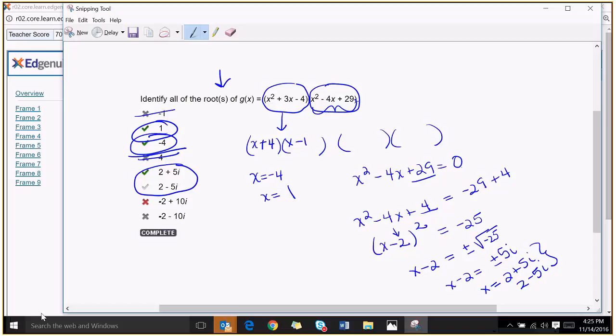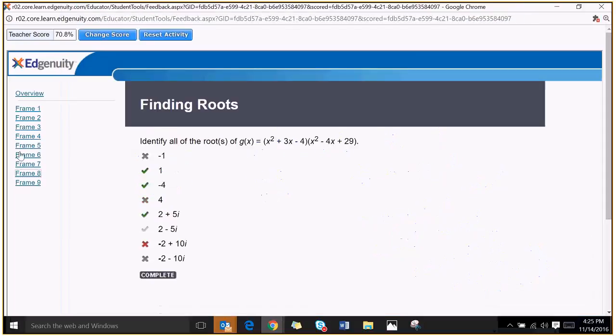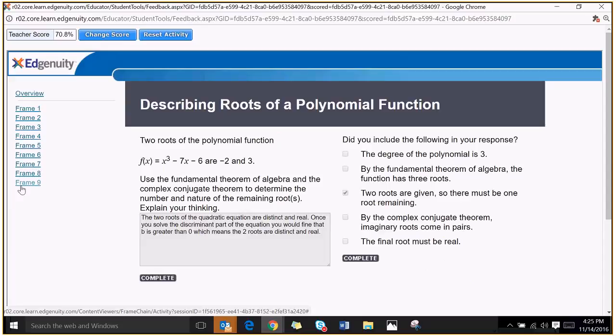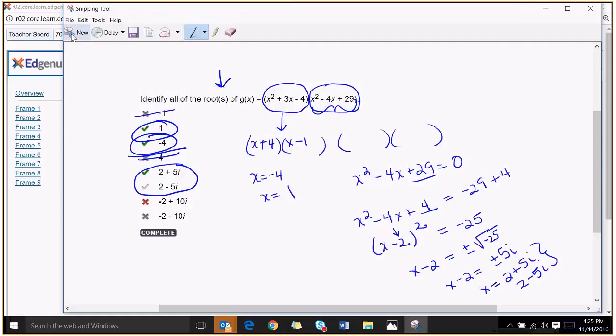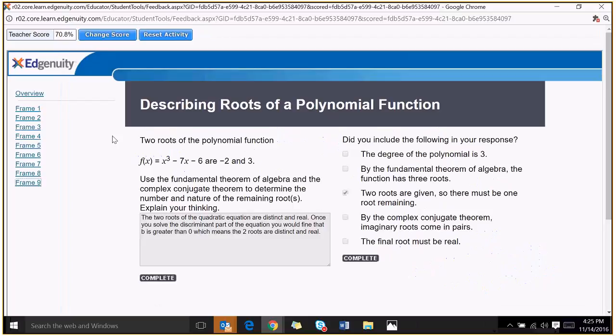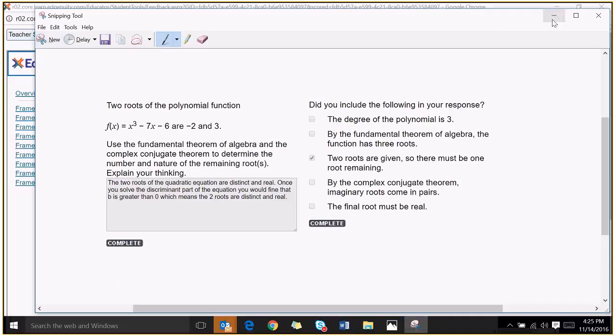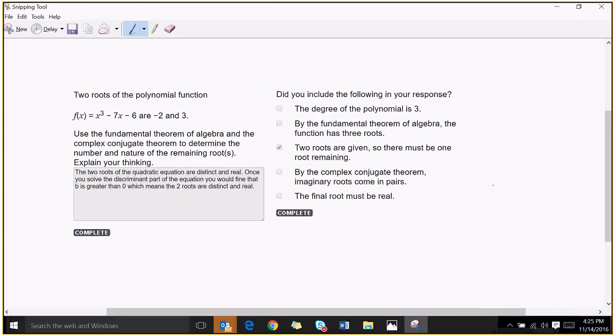I know I repeat myself a lot, but questions? No. Okay, let's go ahead and look at this last question. Okay, so on this last question here, it's asking you to describe the roots.